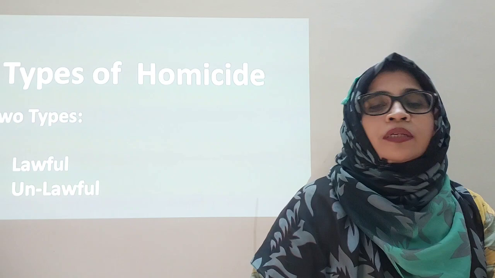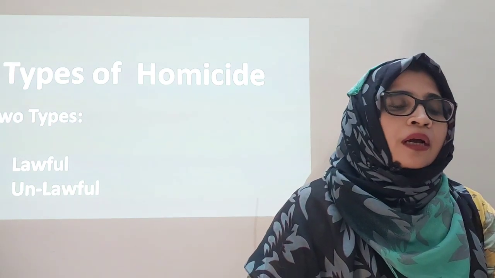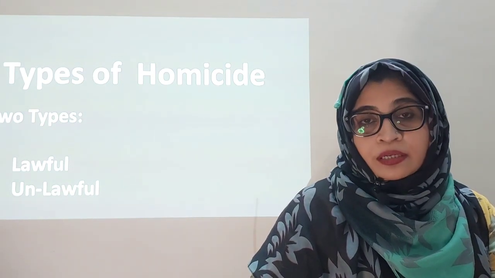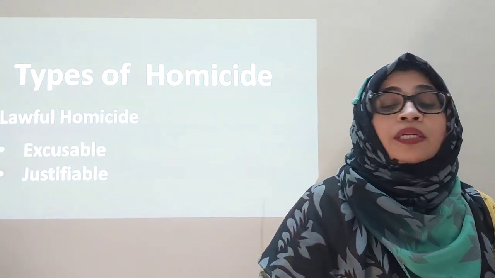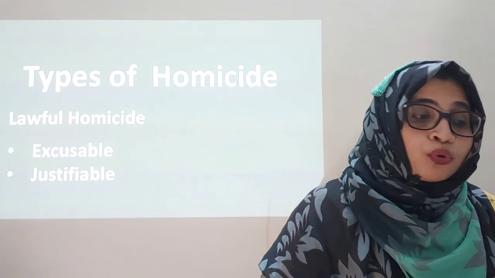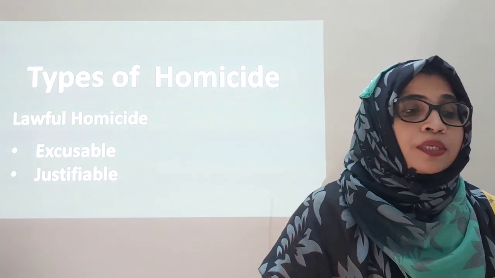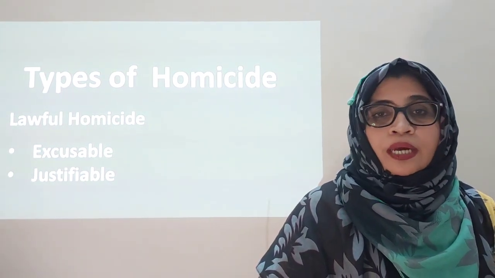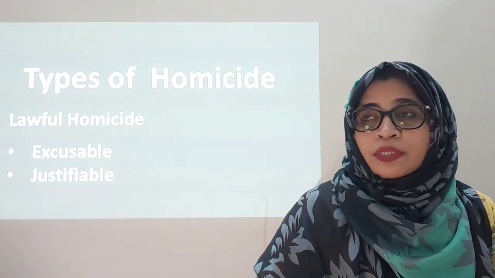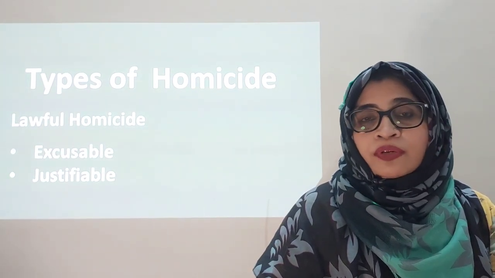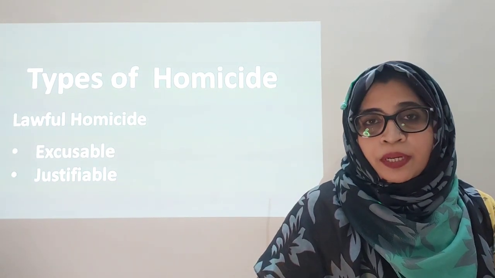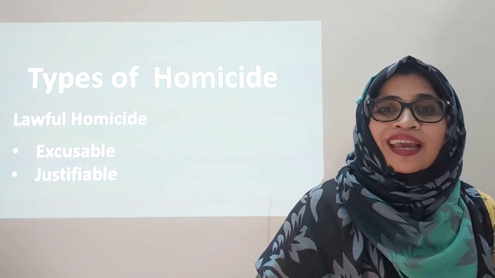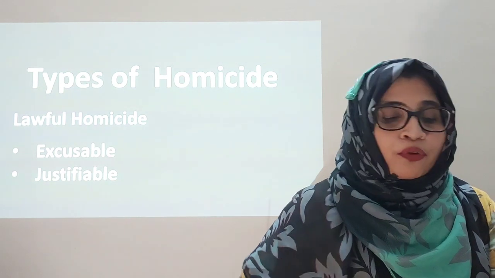Now we will go to the types of homicide. Here homicides are of two types, the lawful homicide and the unlawful homicide. Lawful homicide is again divided into two parts, the excusable homicide and the justifiable homicide. These we can see from Section 76 to 106 of the Indian Penal Code, in Chapter 4, where all the exceptions come under lawful homicide.